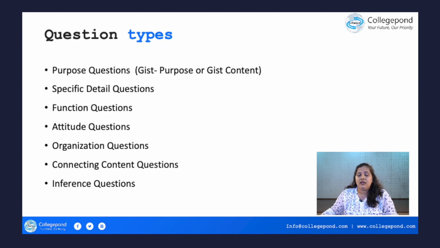The first one being the purpose question. Within the purpose type of questions, you will have 2 subsections. One is a gist purpose and the other is a gist content. The gist purpose is a type of question where you will be required to talk about the whole purpose of the conversation or the lecture. What is this conversation or lecture all about? The main idea, basically. When it comes to the gist content, however, that type of question will require you to understand only the purpose of a particular speaker.